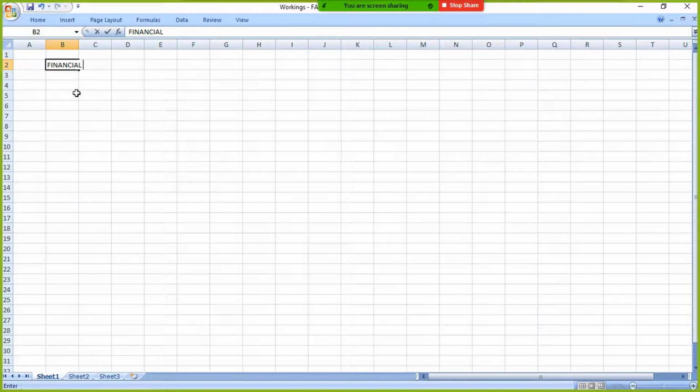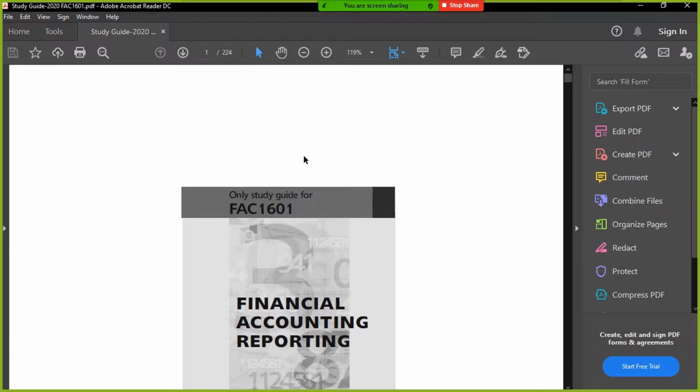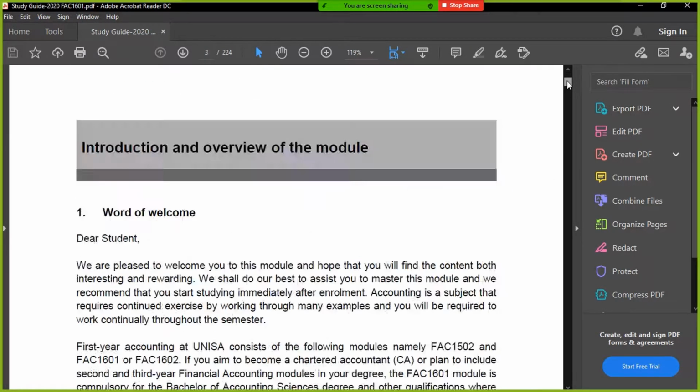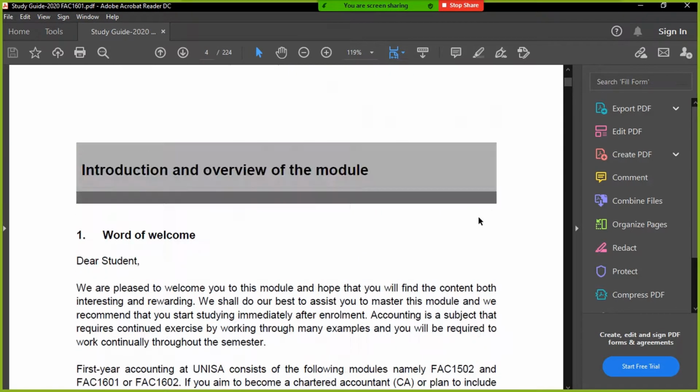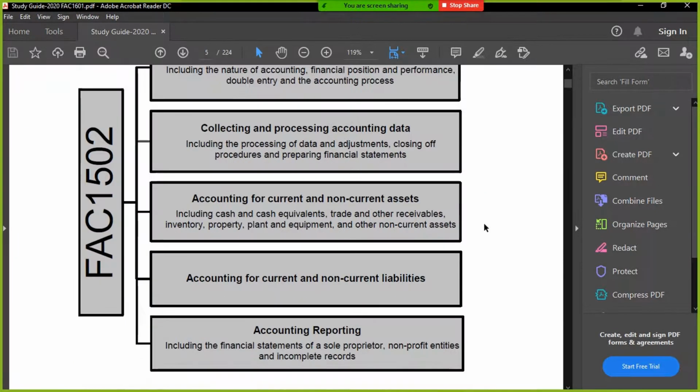Okay, so financial accounting. Ooh, I had caps lock on. Financial accounting. Right, 1601. I'm just going to call this additional notes. Okay. Right, so let's have a look at the first section that you've been asked to cover. It's a nice short section. Here's your study guide. Okay. Let's scroll further down. Let's look at where it starts.